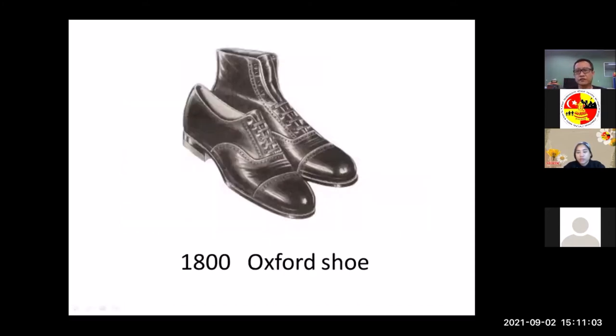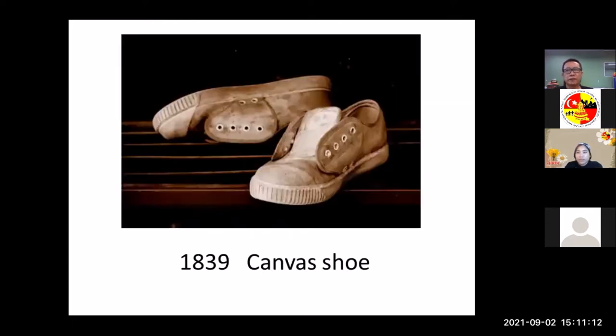Then came the Oxford shoe in 1800 in Scotland and Ireland. In 1839, the first canvas shoe was invented. The process is called vulcanizing: heating up rubber and adding sulfur makes it stronger and more flexible.